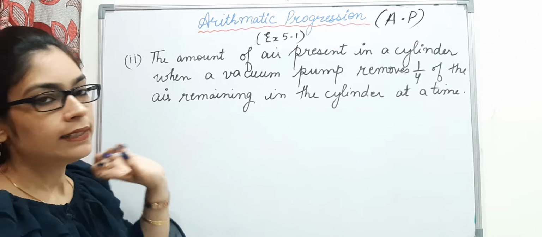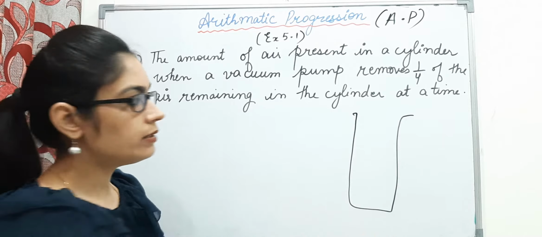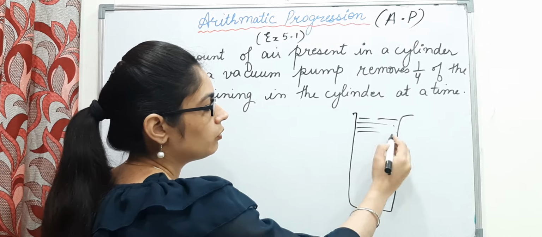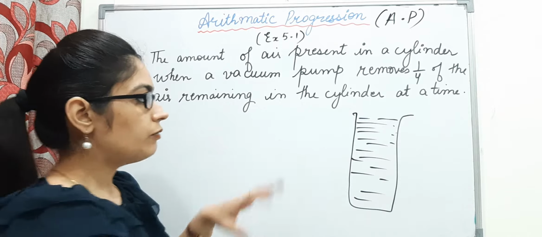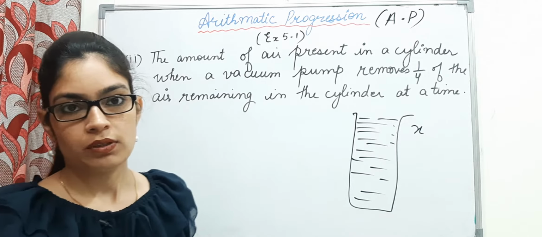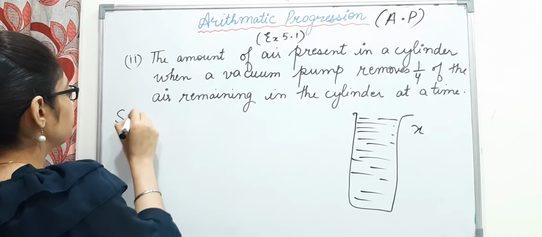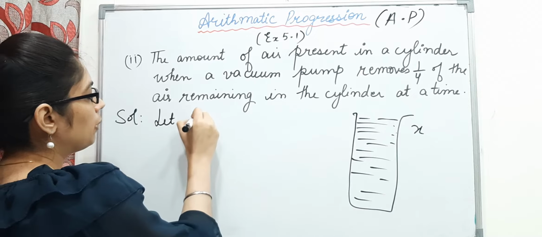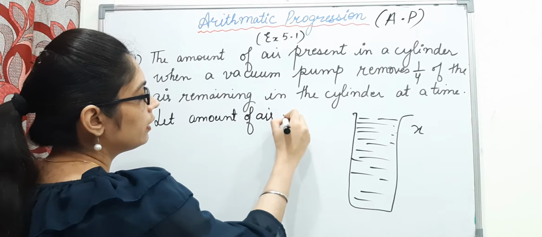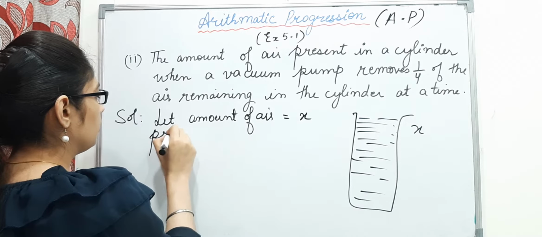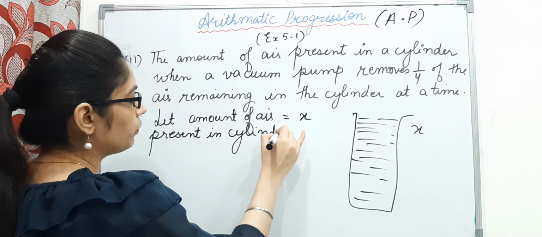So what they are saying, we have one cylinder, there is some amount of air, we don't know how much, and each time, if x is the total amount of air, or we say x is the volume of the air, so we can write: let the amount of air present in the cylinder be equal to x. This way you have to write properly.